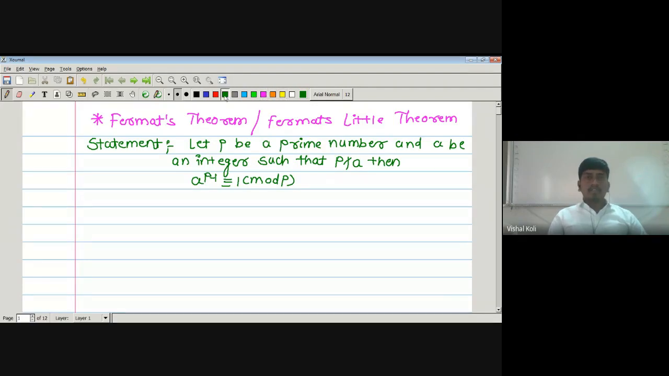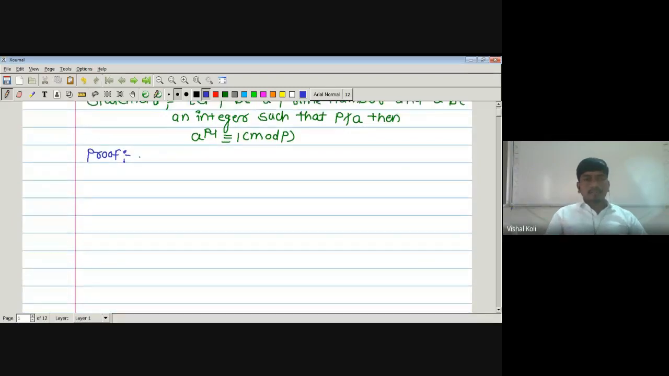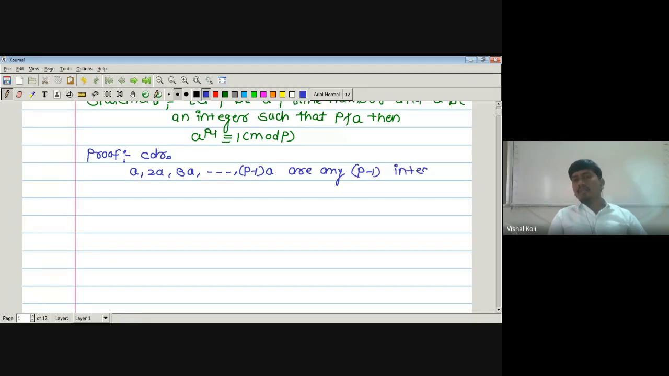Let's see its proof. Okay. Now, consider A, 2A, 3A, and so on up to P minus 1 into A. These are any P minus 1 integers, that is, multiples of A.